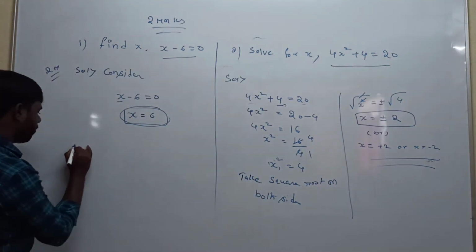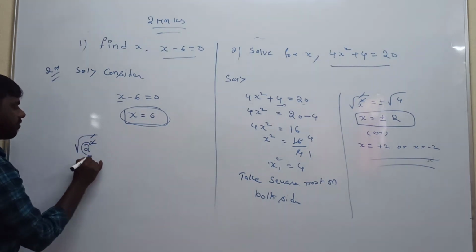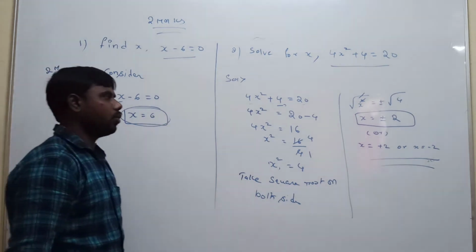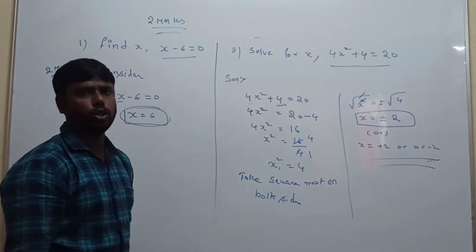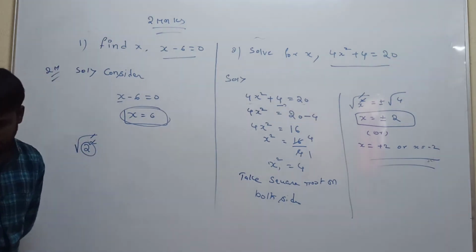The answer for x is plus or minus root 4. Root 4 is nothing but, 4 can be written as 2 square. Square and root get cancelled. The final answer is 2. The value of root 4 is 2. x is equal to plus or minus, plus 2 or minus 2. Everyone understood? Is it clear?